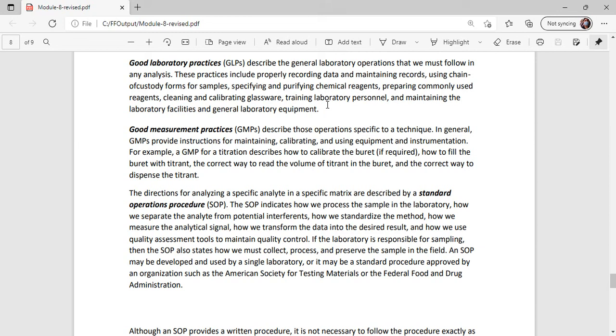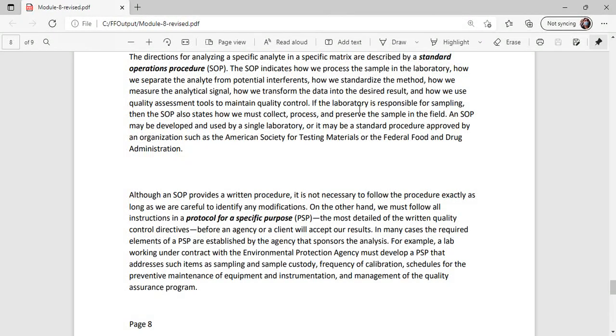Okay? A standard operating procedure may be developed and used in every single laboratory, or it may be a standard procedure approved by an organization such as the American Society for Testing and Materials and the Federal Food and Drug Administration. Okay? Although your SOP provides written procedures, it is necessary to follow the procedures exactly, and to carefully identify any modification. On the other hand, we must follow all instructions in a protocol for a specified purpose.